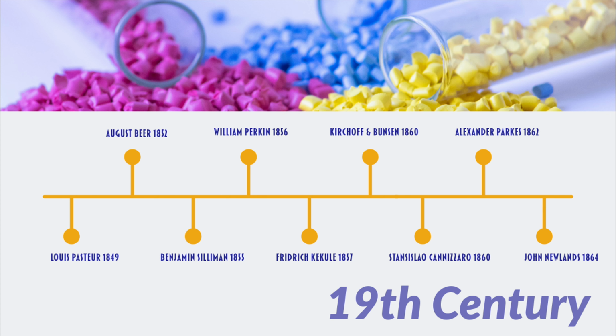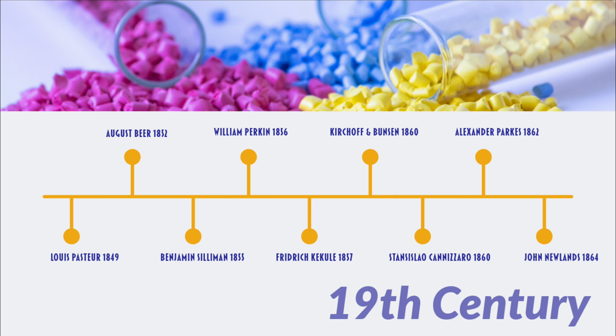1862, Alexander Parkes exhibits Parkesine, one of the earliest synthetic polymers, at the International Exhibition in London. This discovery formed the foundation of the modern plastic industry. That happened in 1862. I'm telling you, you're going to be seeing a lot of cool stuff in this.